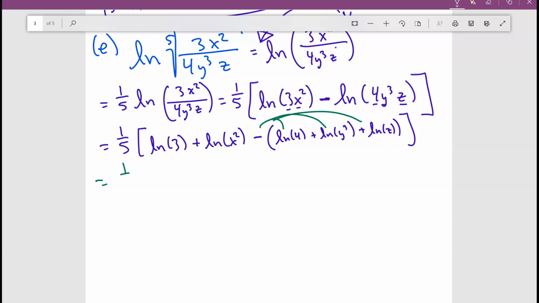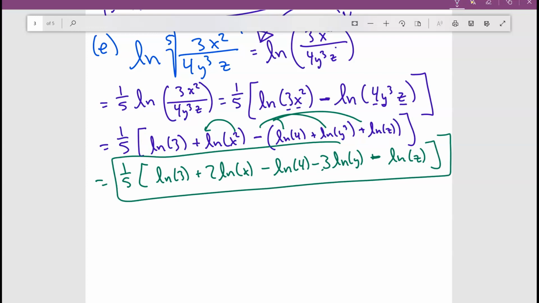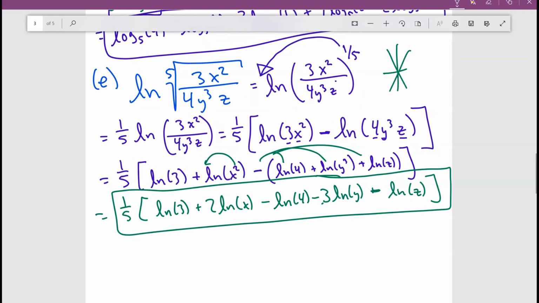All right, so we're almost done. It's going to be 1/5 ln of 3. Let's move this over, 2 ln of x minus ln of 4 minus, let's move this over, 3 ln of y minus ln of z. Okay, now you can choose to distribute the 1/5 if you like to, or you can just leave it on the outside. This is as hard as it's going to get. Make sure that you try it, it's a really good problem. All right, so in the next video, I will show you how to condense.